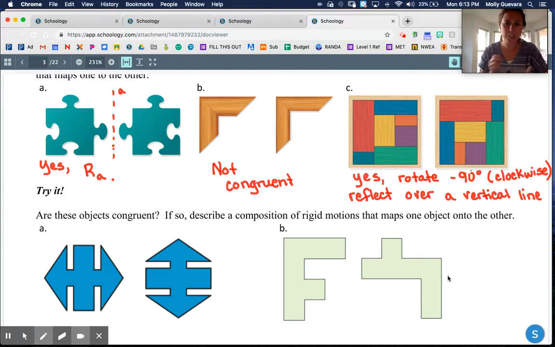So I want you to try these two, A and B. Tell me, are they congruent? If they are, tell me what I have to do to map one onto the other. And if it's not, just write they're not congruent. Go ahead and hit pause, try it, and then when you're ready, hit play.